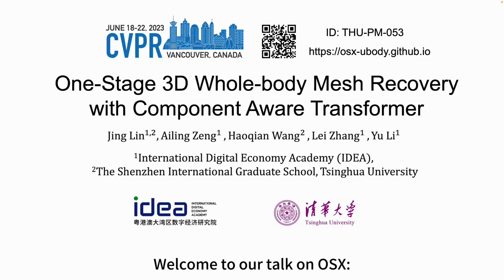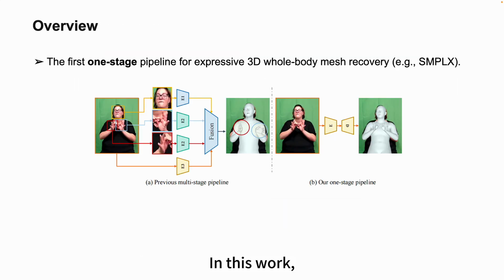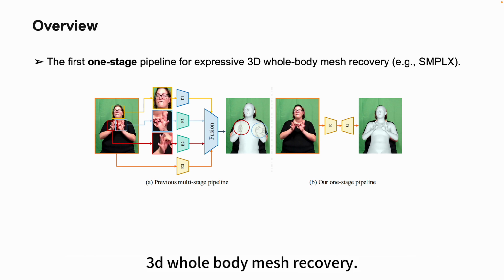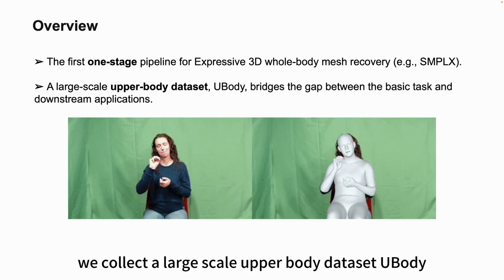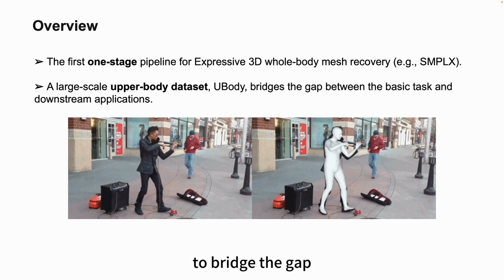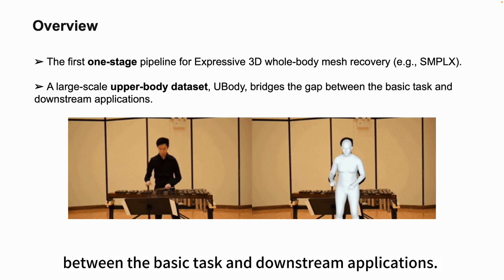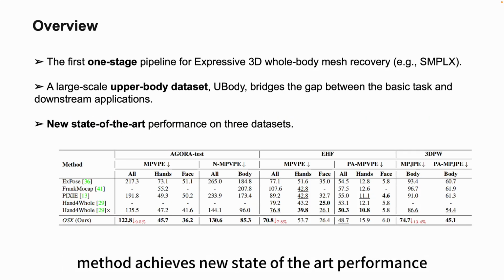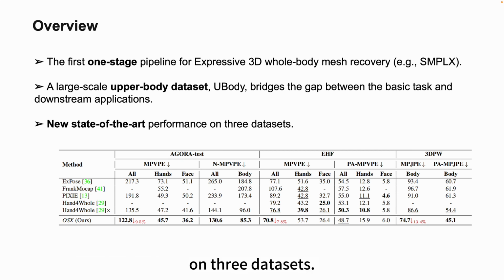Welcome to our talk on OSX, one-stage 3D whole-body mesh recovery with component-aware transformer. In this work, we propose the first one-stage pipeline for expressive 3D whole-body mesh recovery. Besides, we collect a large-scale upper-body dataset, U-body, to bridge the gap between the basic task and downstream applications. Our one-stage method achieves new state-of-the-art performance on 3 datasets.